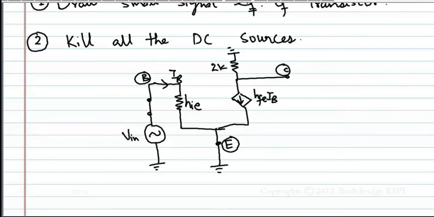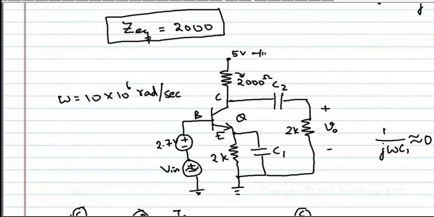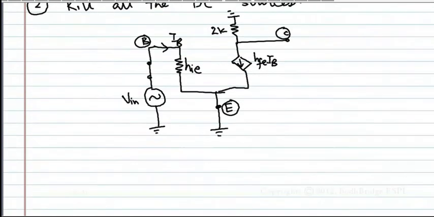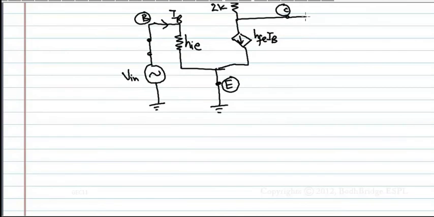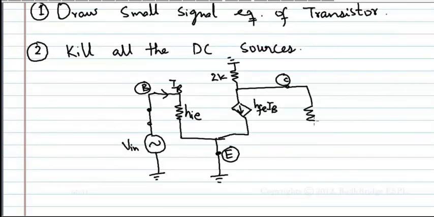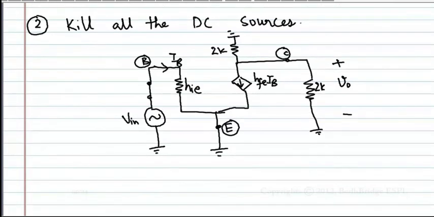Now at the collector end, what is present? C2 is also dead. Why? 1 by j omega C2. At this frequency, C2 is so large that this is 0. Therefore this is short, and only V output is present. Therefore here I can draw directly the 2K and V output. Fine. Now, just the simple KCL, KVL network theory will work here.